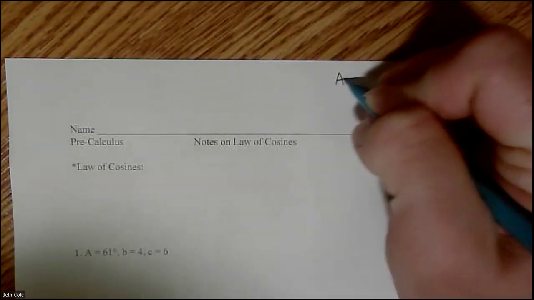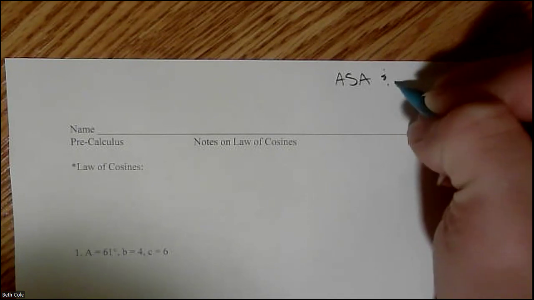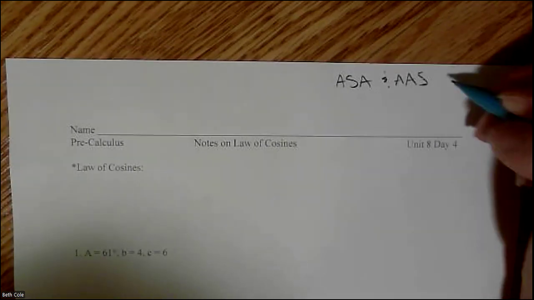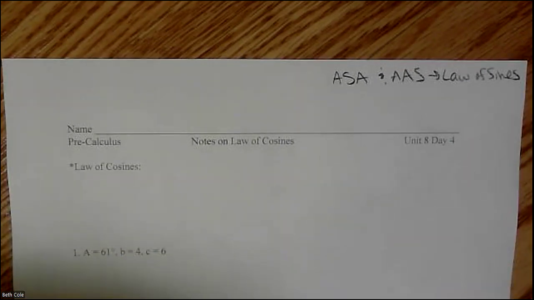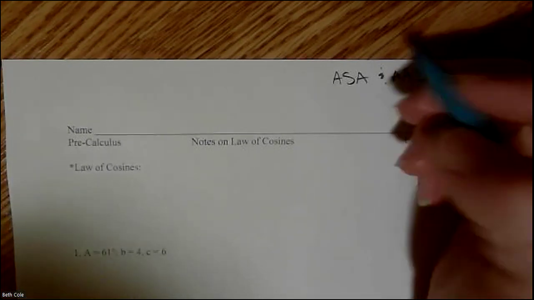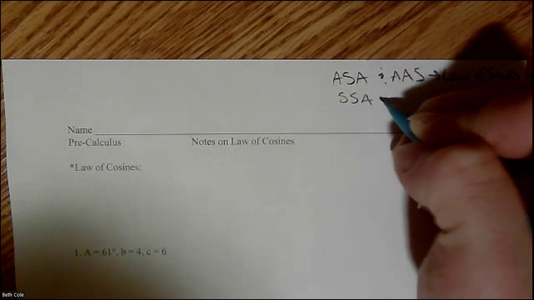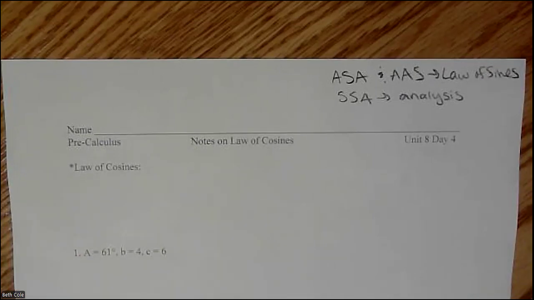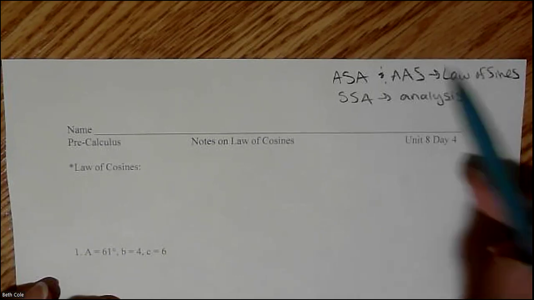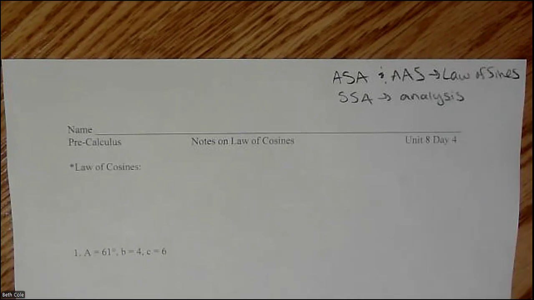Before I start this, I'm going to recap all of the other patterns that we've done so far. So we did angle, side, angle, and angle, angle, side. Those ones are just law of sines. So those are literally just do the problem. Then the other one we did was side, side, angle. That's the one with the analysis and that whole flow chart that you have to do. So theta is obtuse, theta is acute. Sometimes you get no solution, sometimes you get two solutions, sometimes you just do the problem like this. But that's the one with the analysis.